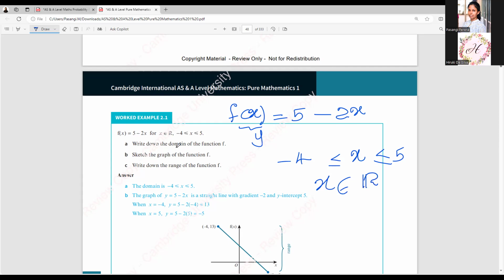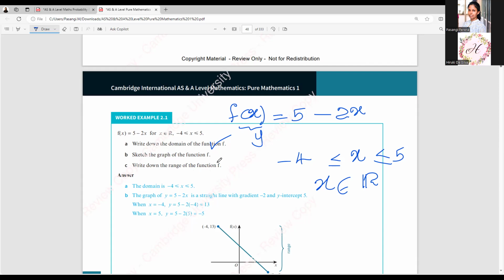Now the first part is to write down the domain of the function. The domain will be the set of input values, between negative 4 and positive 5. Next, sketch the graph of the function f. This is a straight line, so we can draw it as well.